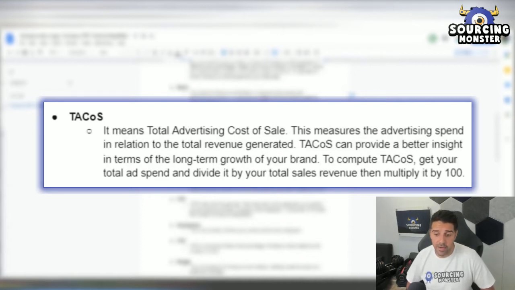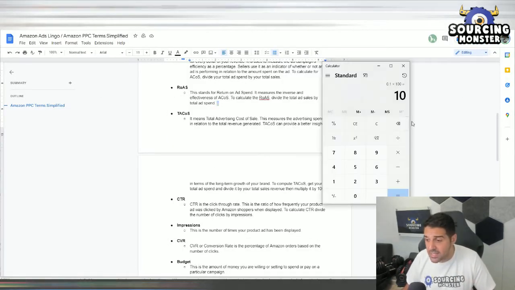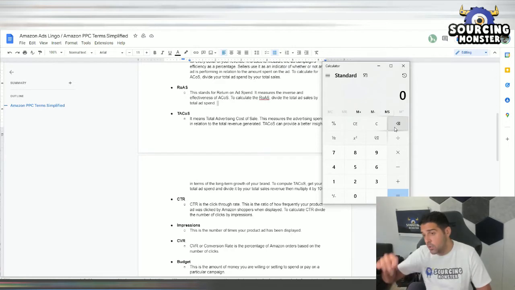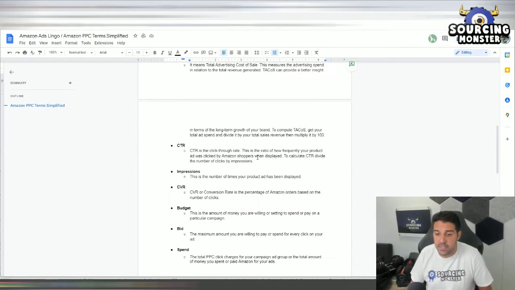TACoS can provide a better insight in terms of the long-term growth of your brand. To compute TACoS, get your total ad spend and divide it by your total sales revenue, then multiply it by 100. So it's the same as ACoS, but it's not just the sales that came through PPC. It's your total sales, and it's an indicator that helps you understand better your picture and your business.